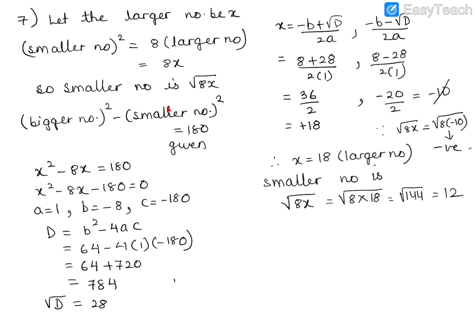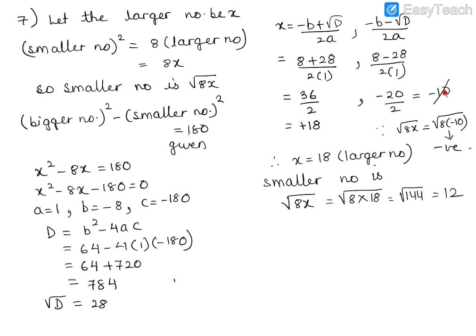Now they have said the difference of squares of two numbers, meaning bigger number square minus smaller number square, is 180. So bigger number we have taken as x and the smaller number square will become 8x. So you get a quadratic equation. Put it in the quadratic formula. A is 1, b is minus 8, c is minus 180. I find out a D, which is b square minus 4ac, giving me 784. So the square root of D is 28, and therefore I put it in the quadratic formula with a plus D and a minus D, giving me 18 as one value and minus 10 as the other value.